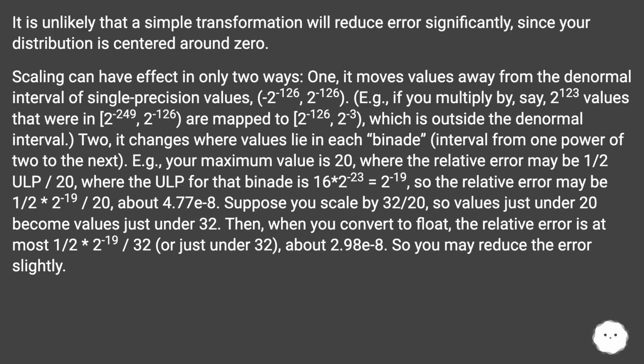2. It changes where values lie in each binade, the interval from one power of 2 to the next. E.g., your maximum value is 20, where the relative error may be 1/2 ULP / 20, where the ULP for that binade is 16*2^-23 = 2^-19, so the relative error may be 1/2 * 2^-19 / 20, about 4.77 times 10 to the power of -8. Suppose you scale by 32/20, so values just under 20 become values just under 32. Then, when you convert to float, the relative error is at most 1/2 * 2^-19 / 32, or just under 32, about 2.98 times 10 to the power of -8. So you may reduce the error slightly.